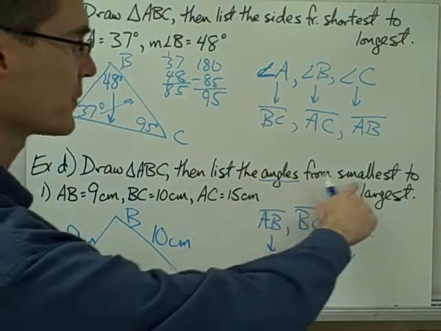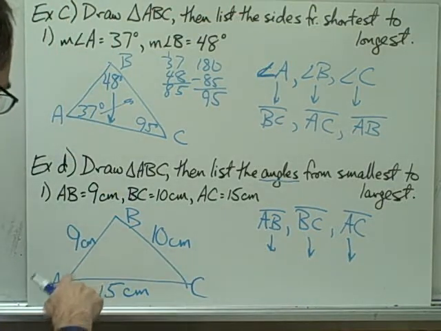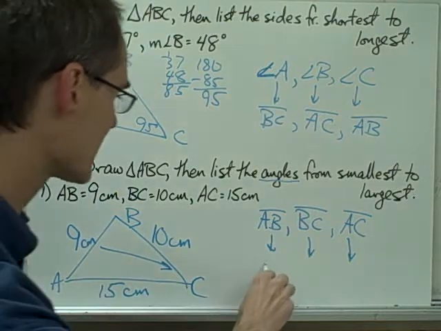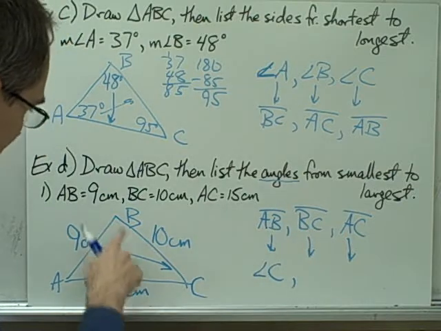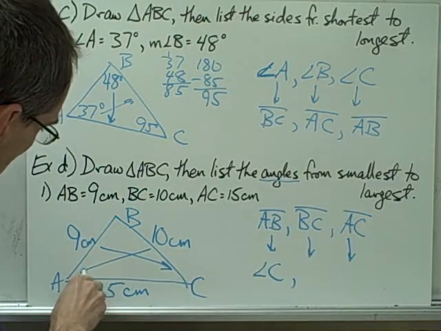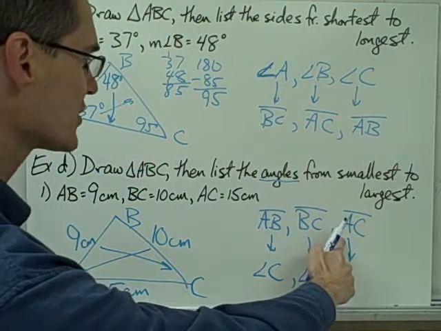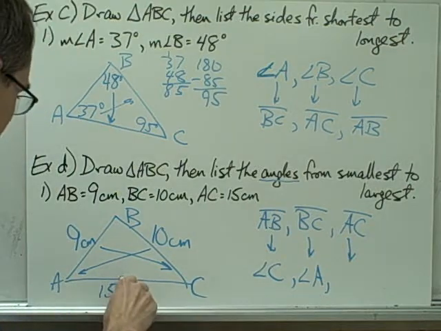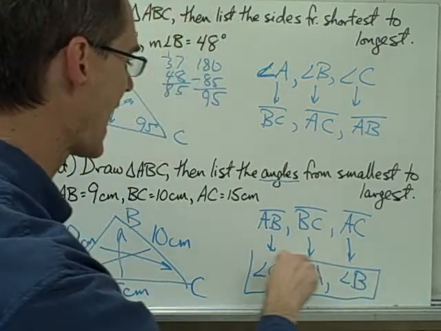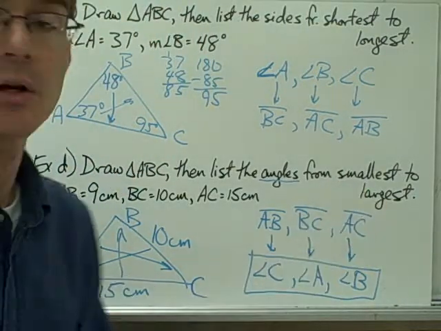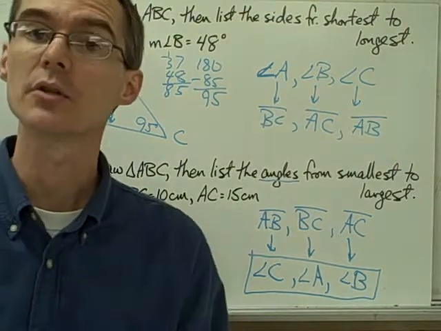So if I want the angles from smallest to largest, my smallest angle is going to be opposite my shortest side. So AB, that's my shortest side, so my smallest angle is angle C. My medium angle is going to be opposite my medium side, so that's BC, and angle A is opposite BC. And my largest angle is going to be opposite my largest side, so that leaves angle B. And now I've written the angles in order from smallest to largest. And again, there are a couple more examples for you to work out in your notes, and we'll take a look at those tomorrow in class.